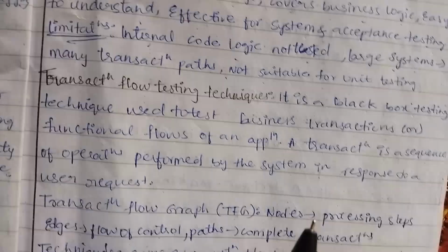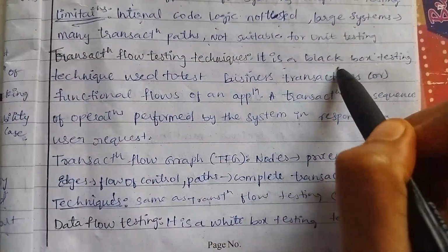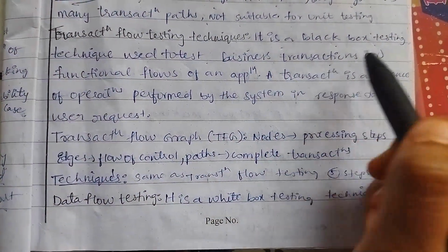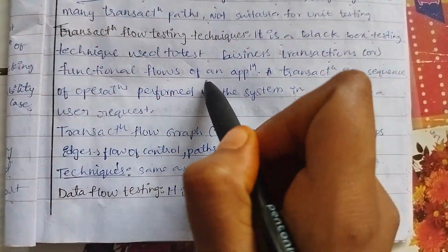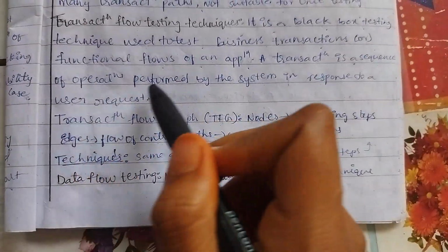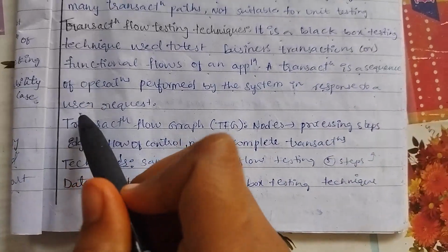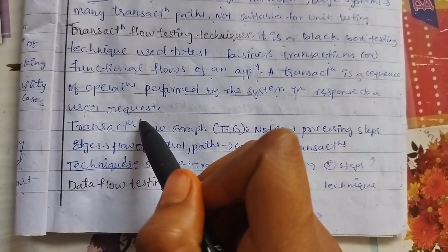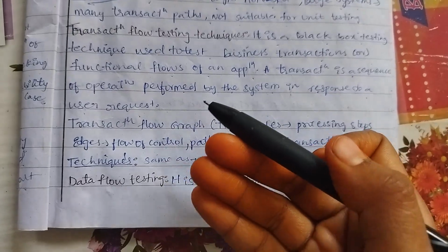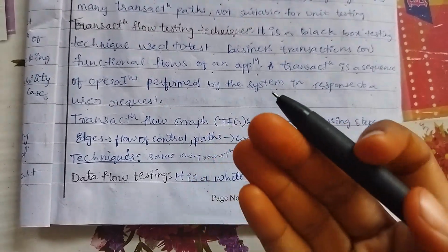Now we are going to discuss the transaction flow testing technique. It is a black box testing method used to test business transactions or the functional flow of an application. A transaction is a sequence of operations performed by the system in response to a user requirement, serving a business purpose or a functional flow of an application.